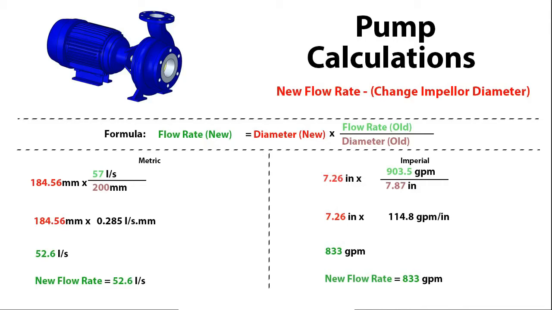But if you are looking to change the impeller or to even trim the impeller down, then you can use these calculations here. For this one, the new flow rate would be equal to the new diameter of the impeller multiplied by the old flow rate divided by the diameter of the old impeller. And if we drop those figures in, you can see that comes to 52.6 liters per second, or 833 gallons per minute.